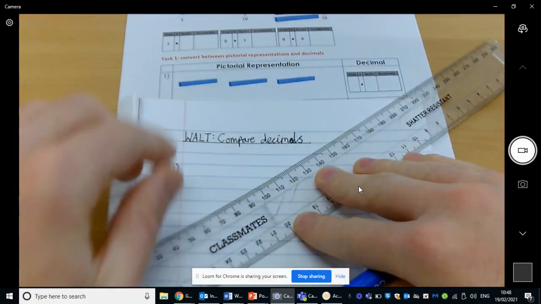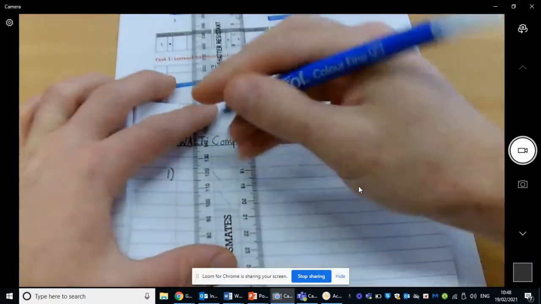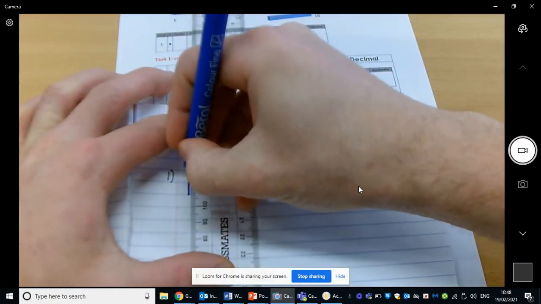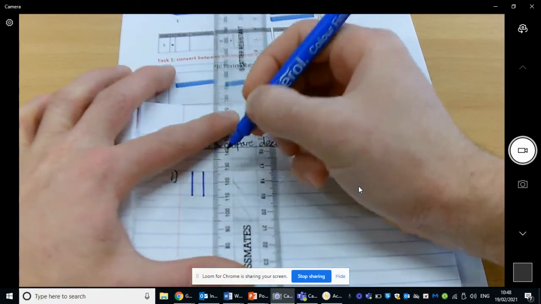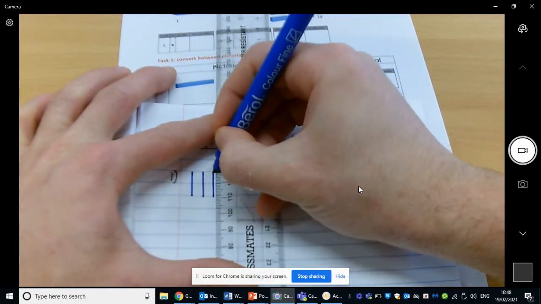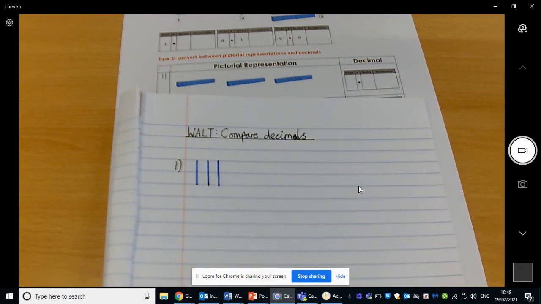There's 1, 2, 3 of the long Deans. You can do that as you wish, horizontally, vertically. I'm just going to choose vertically. 1, 2, 3. Then we need to write what's the decimal here.